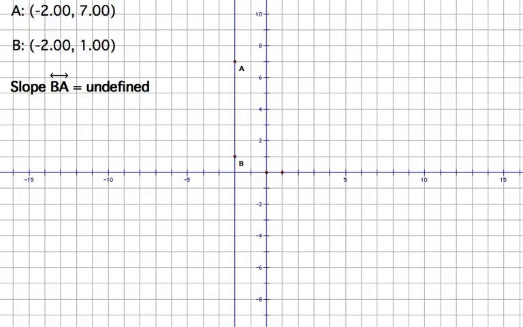So what you need to do is look at the ordered pairs. If you're trying to find the one that has an undefined slope, you need to find the ordered pairs that have the same x value, and that line will have an undefined slope.